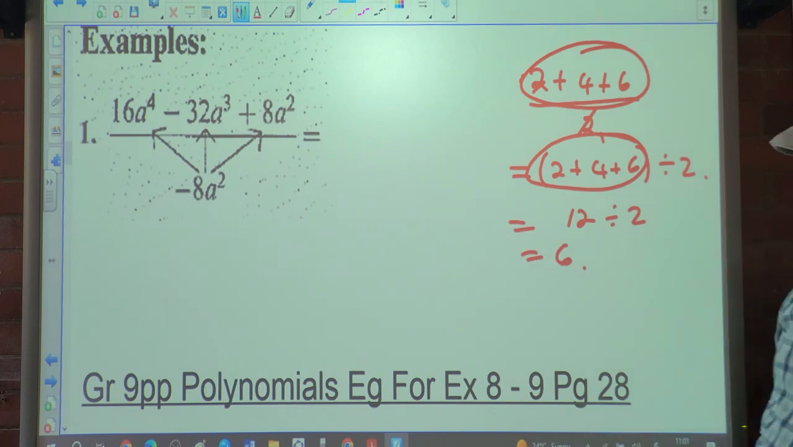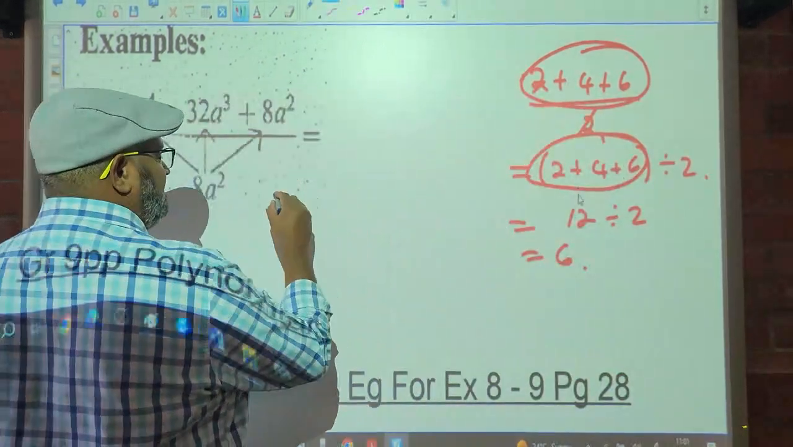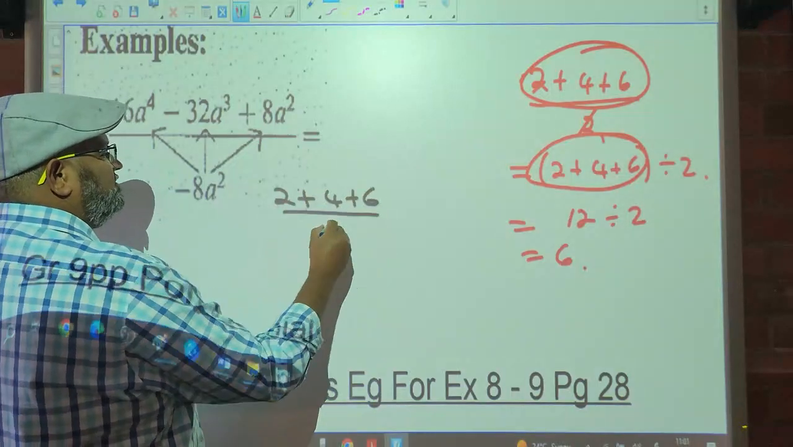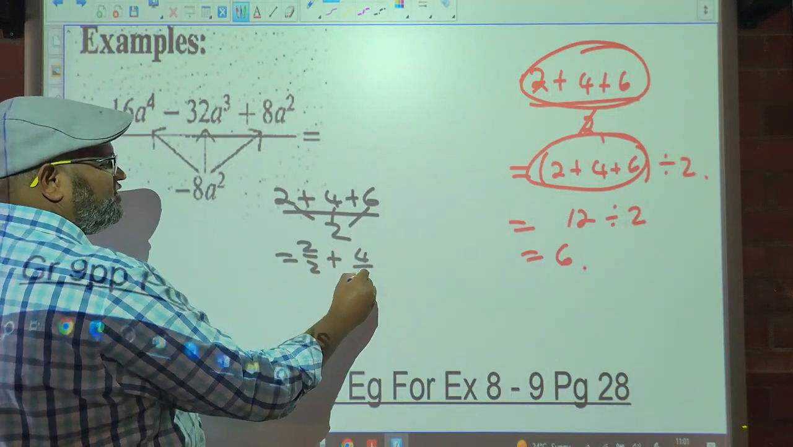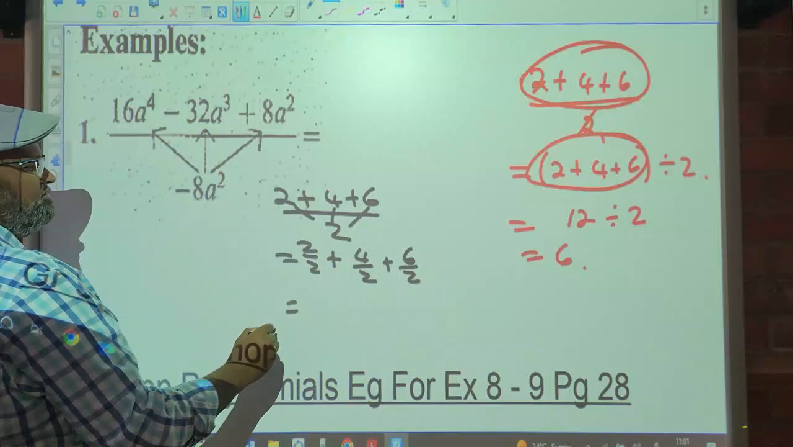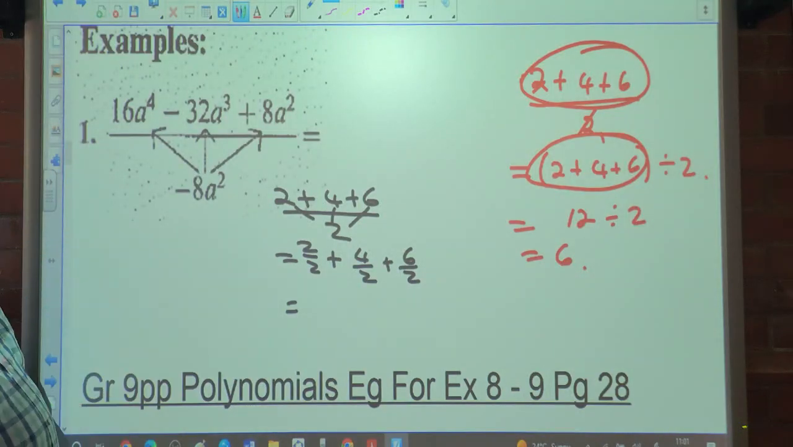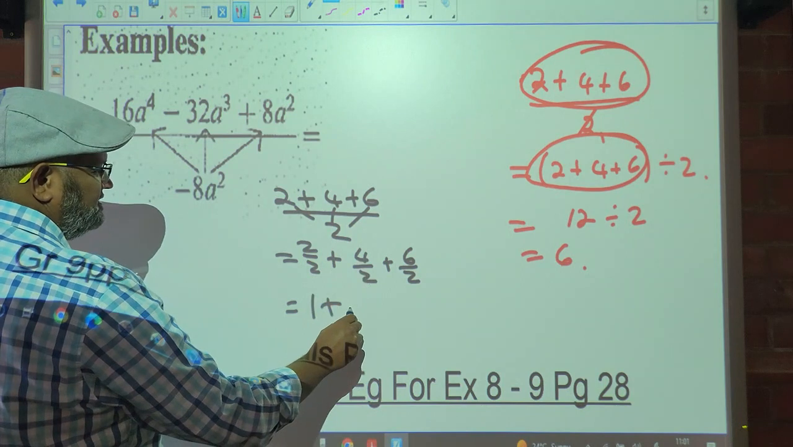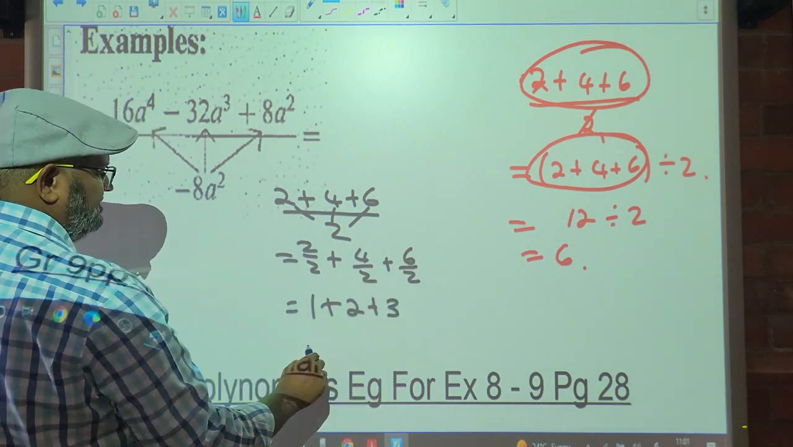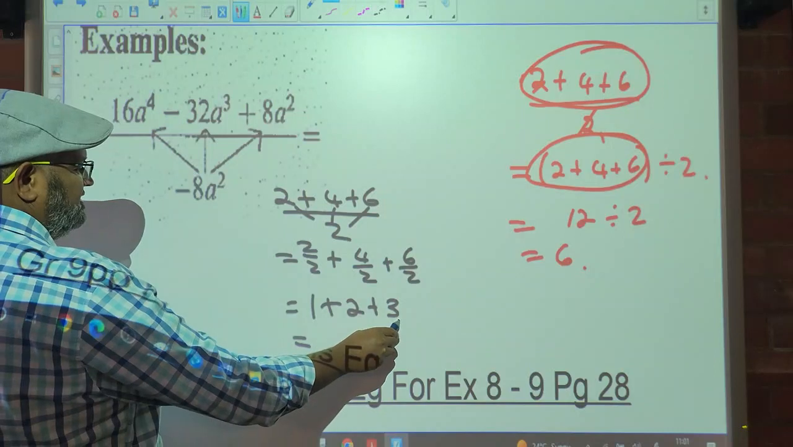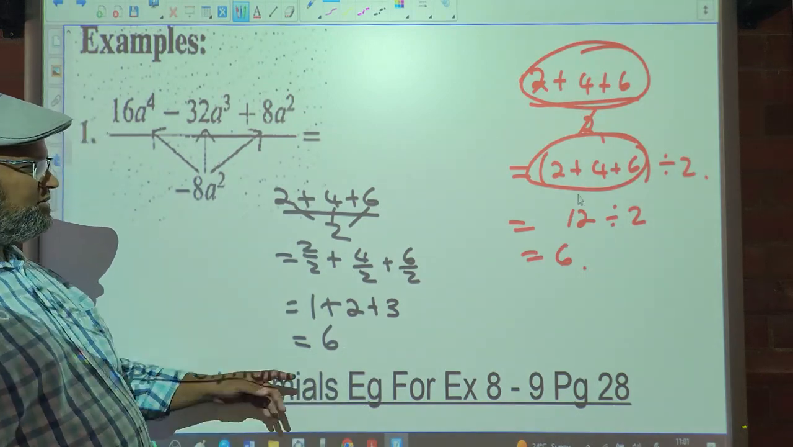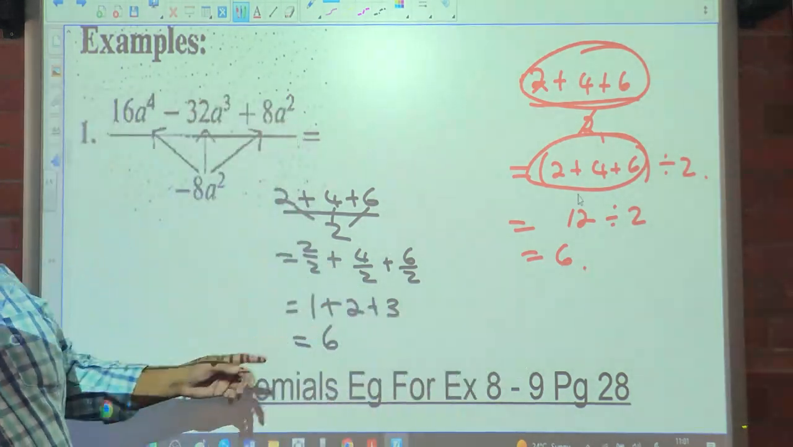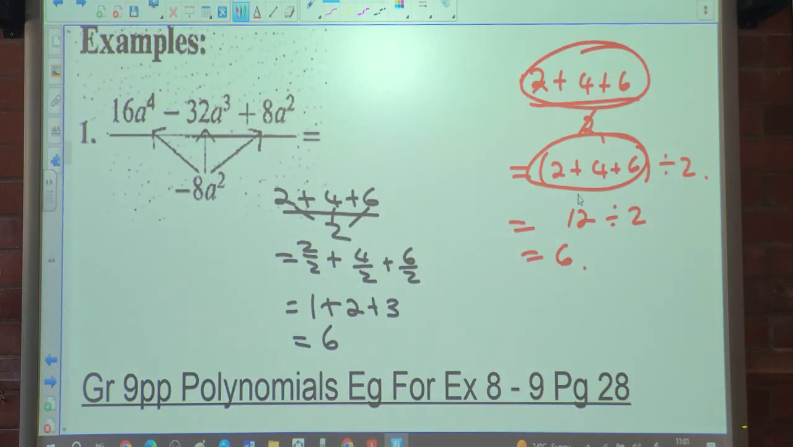But of course, there's another way of doing the same thing. We've got 2 plus 4 plus 6 over 2. What we could have done was say 2 over 2 plus 4 over 2 plus 6 over 2. What's 2 divided by 2? 1. 4 divided by 2? 2. 6 divided by 2? 3. 1 plus 3 is 4, plus 2 is 6. What do we notice? The same. So what does that mean? If it's the same, I can do either.